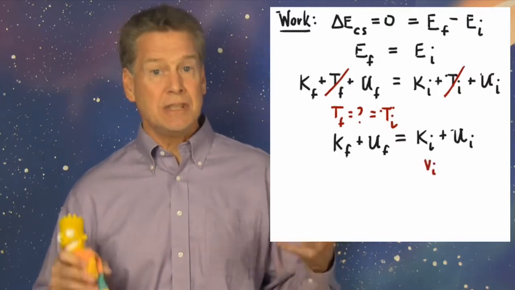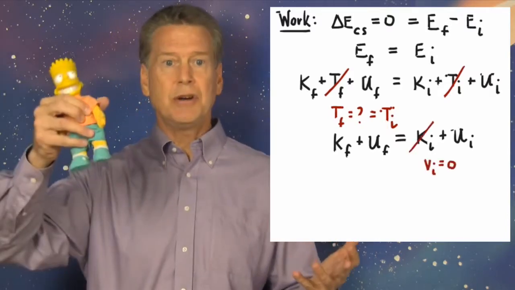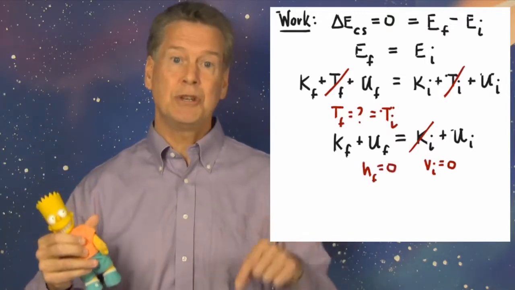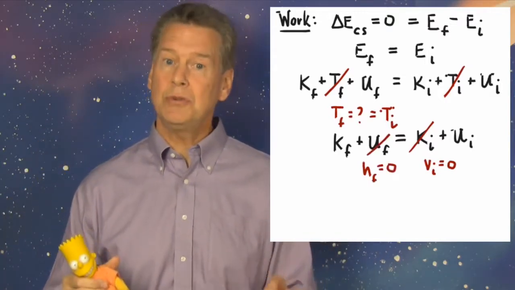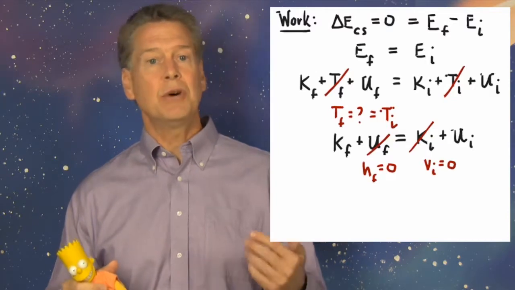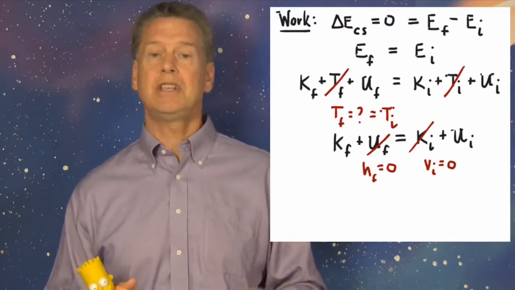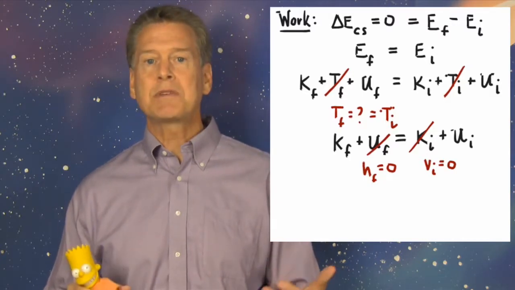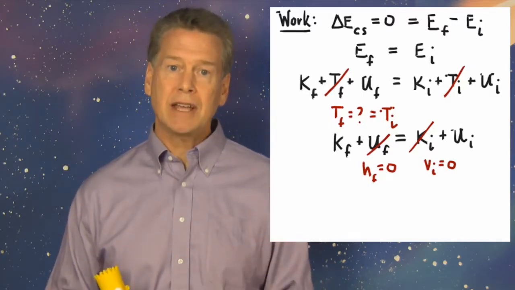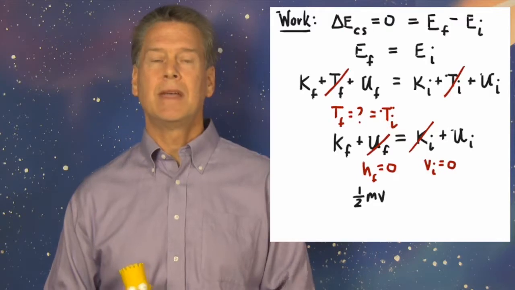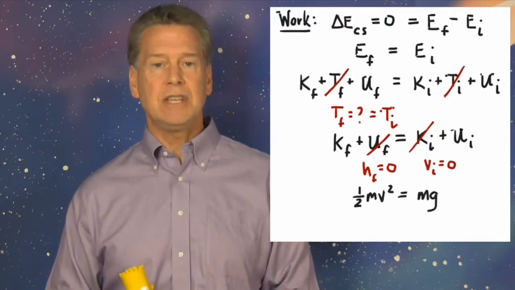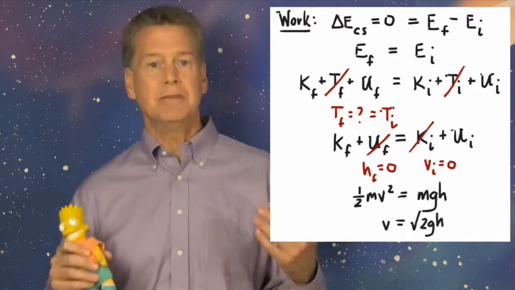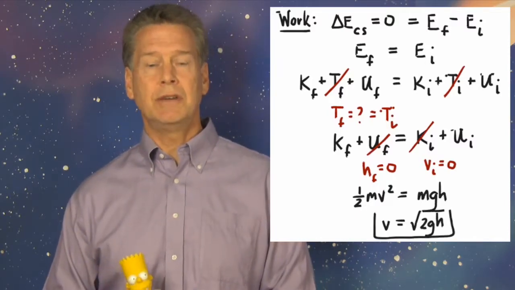Since Bart is initially at rest, he has no K sub I. And since Bart is finally at virtually no height, he has no U sub F. So K sub F plus 0 equals 0 plus U sub I. Now we can substitute in the definitions of kinetic and potential energies. 1/2 mv squared equals mgh. A little algebra gives us v equals the square root of 2gh.